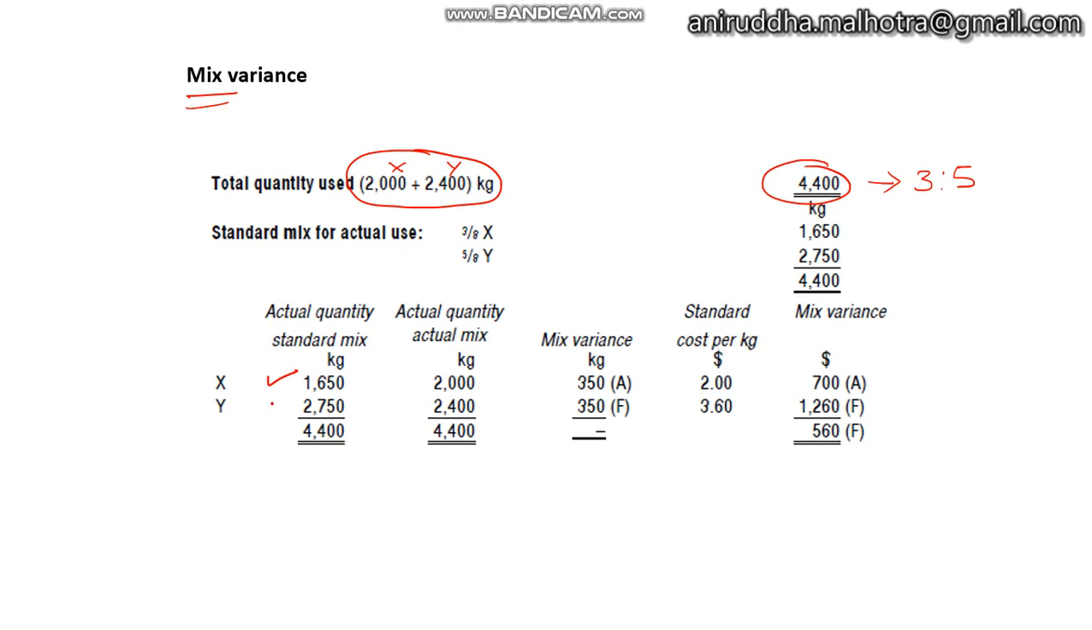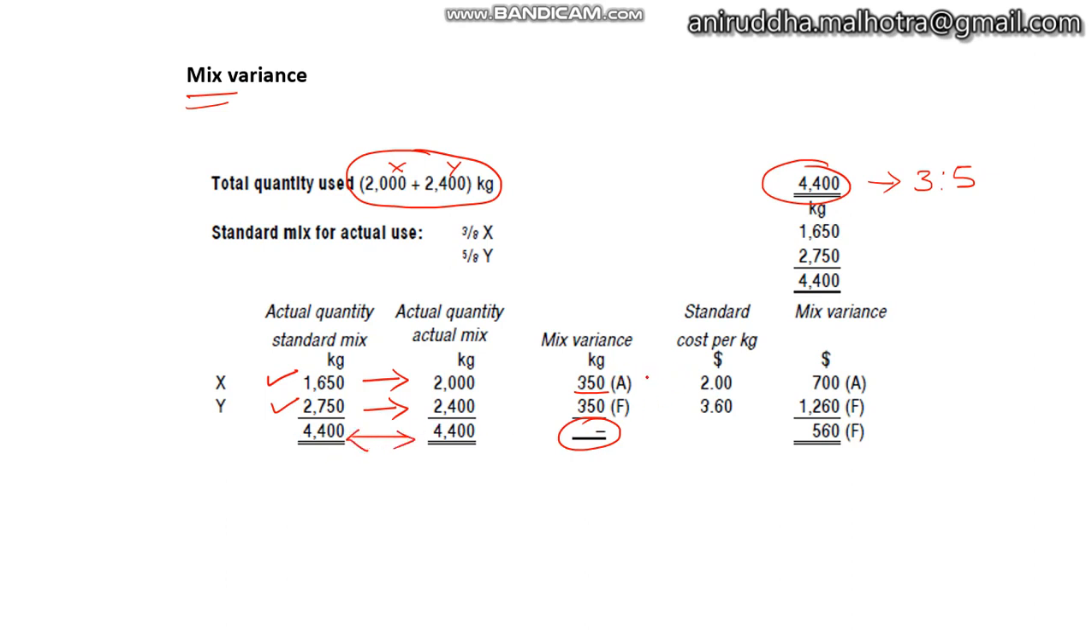1650 kgs of X and 2750 kgs of Y. Compare this with the actual mix, that is 2000 and 2400, and we notice that we have actually used 350 kgs more of X, whereas 350 kgs of Y less than what we should have. Remember, this should always be 0 because here the total is the same.